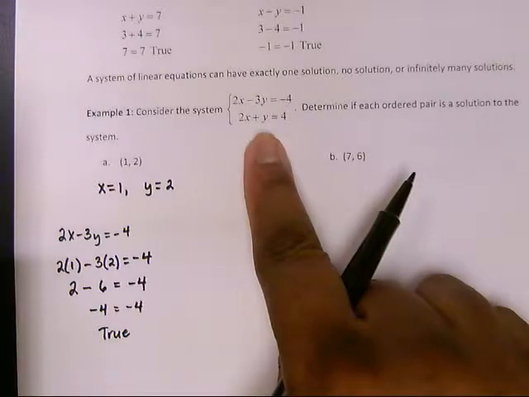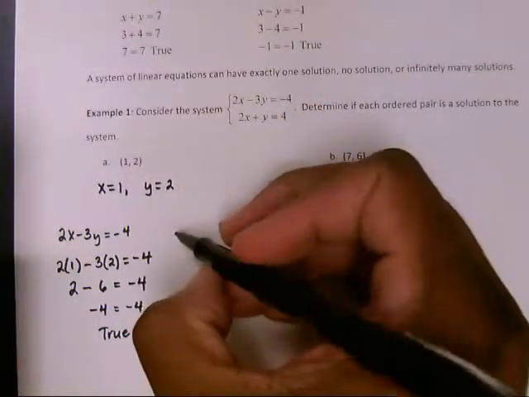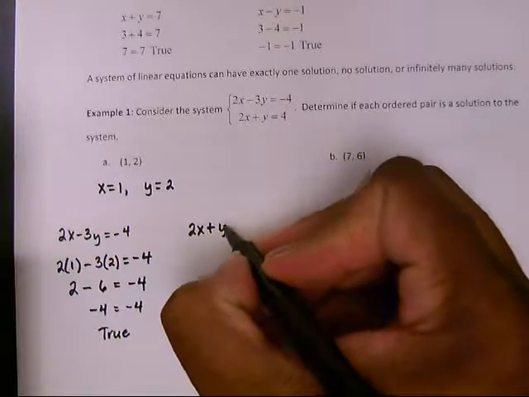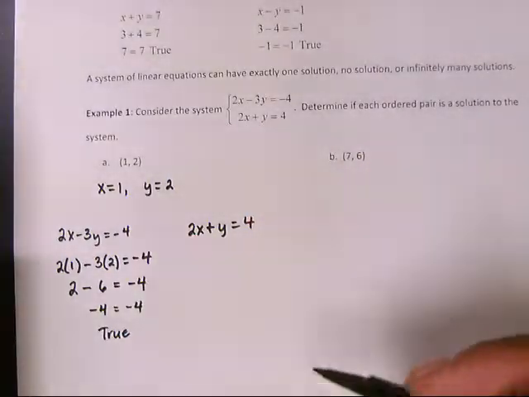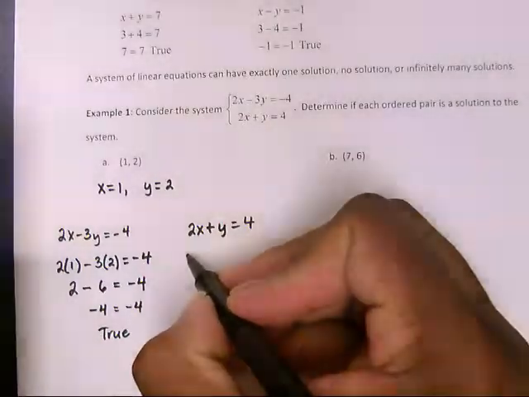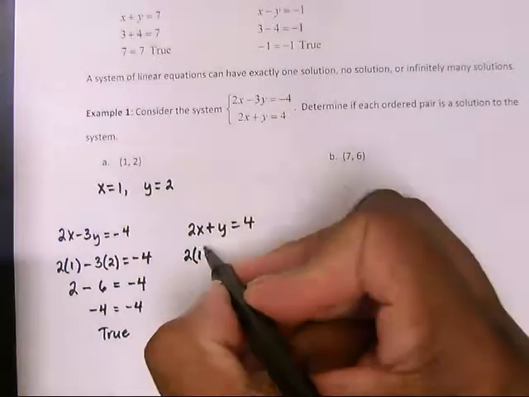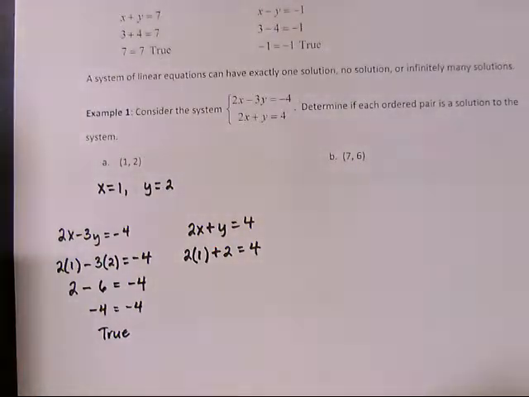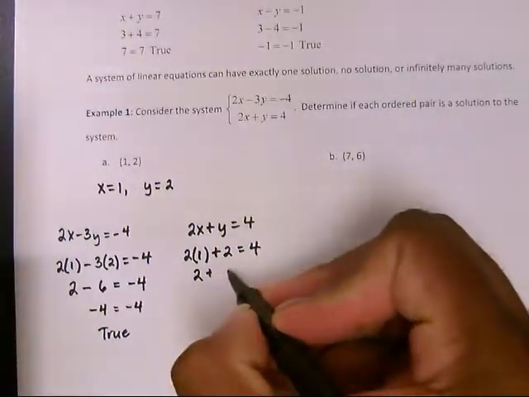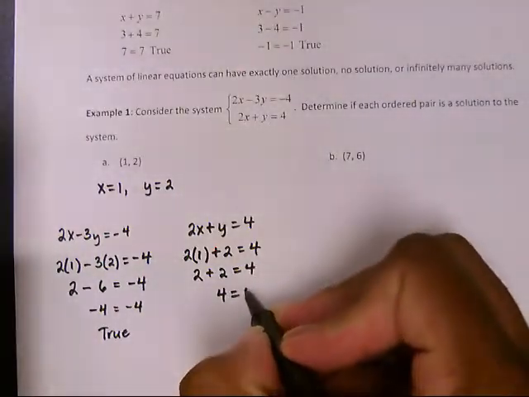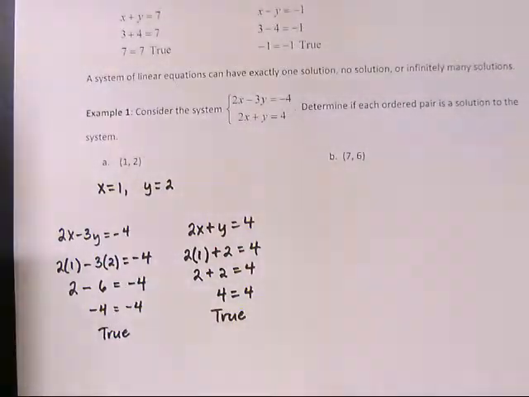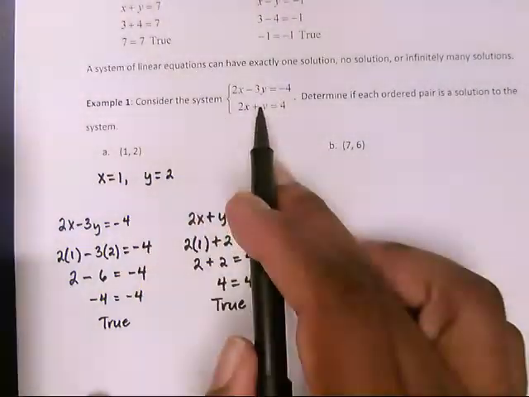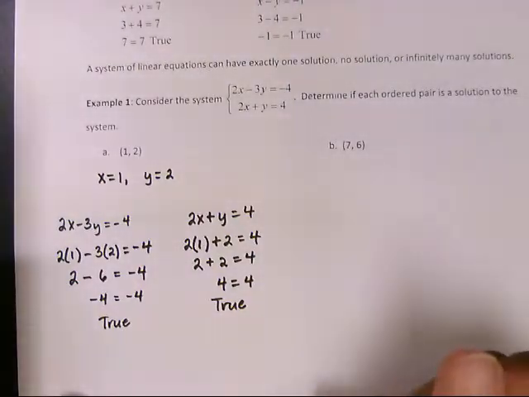I also have to check the second equation, 2x plus y equal to 4. Here again, I replace the x with 1, so it'll be 2 times 1 plus y, which is replaced with 2. That should equal 4. Now 2 times 1 is 2, and 2 plus 2 does give me 4. This is a true statement, so I can say that the ordered pair 1, 2 satisfies this system of equations.